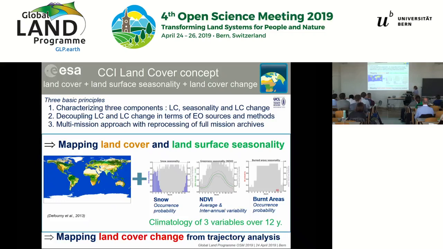And so these are the outputs of the CCI: really the land cover maps, the stable part. We have 3 seasonalities, so these are the average behavior of the snow, the greenness through the NDVI, and the burnt area that are provided for each pixel. And for each pixel, you can have the occurrence probability for snow, burnt area, and an average behavior for vegetation greenness. And in addition, the land cover change is mapped completely separately.